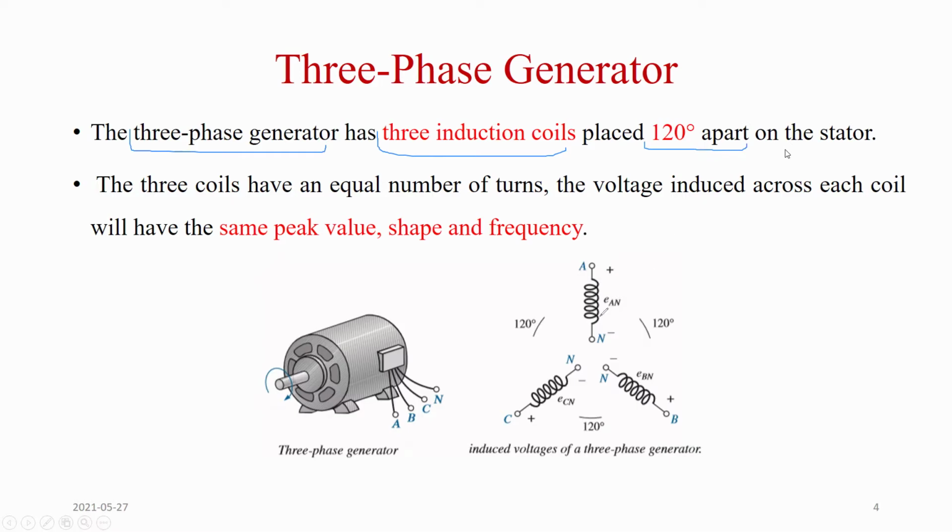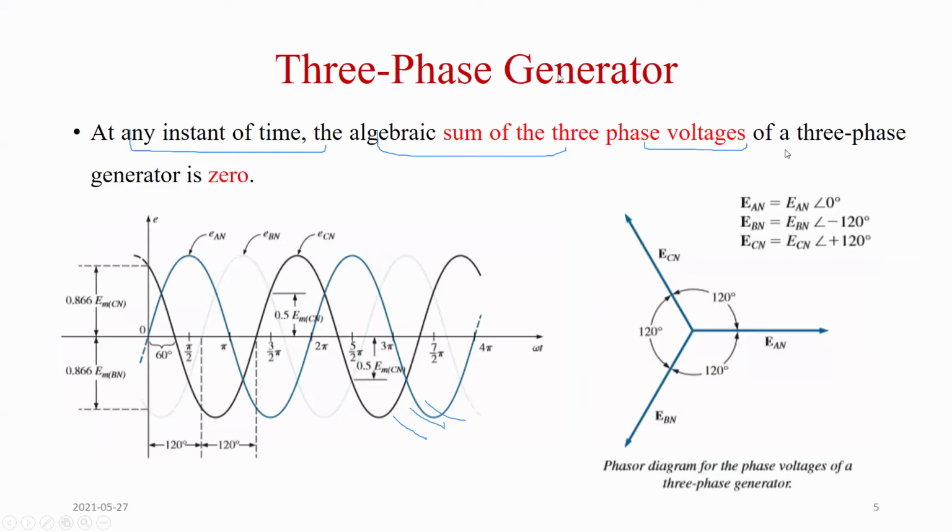If the 3 coils are identical, the generator is gonna give you identical voltages, but those voltages are gonna have a phase angle between them, which is 120 degrees, because the coils are placed apart by 120 degrees. So each coil is gonna generate a voltage. The coil A is gonna generate a voltage. The coil B is gonna generate a voltage. The coil C is gonna generate a voltage.